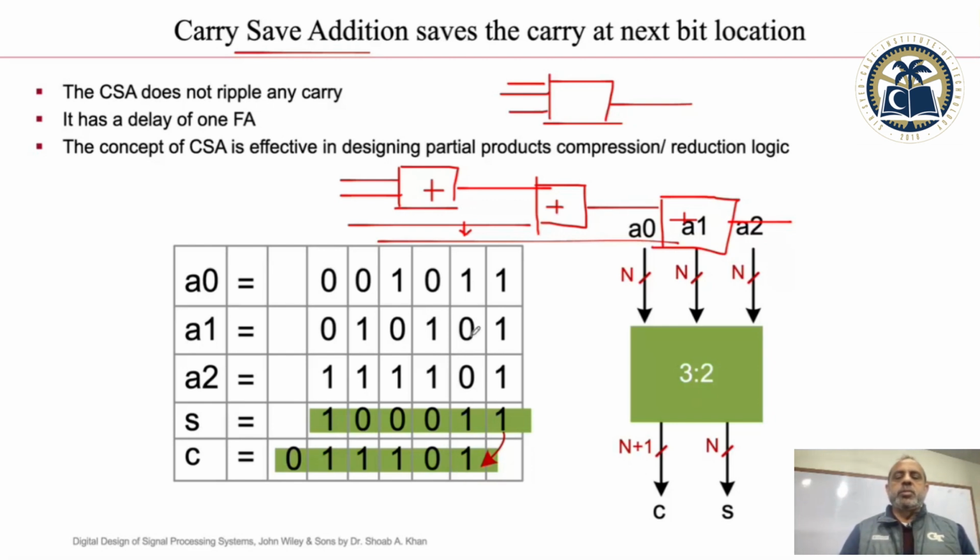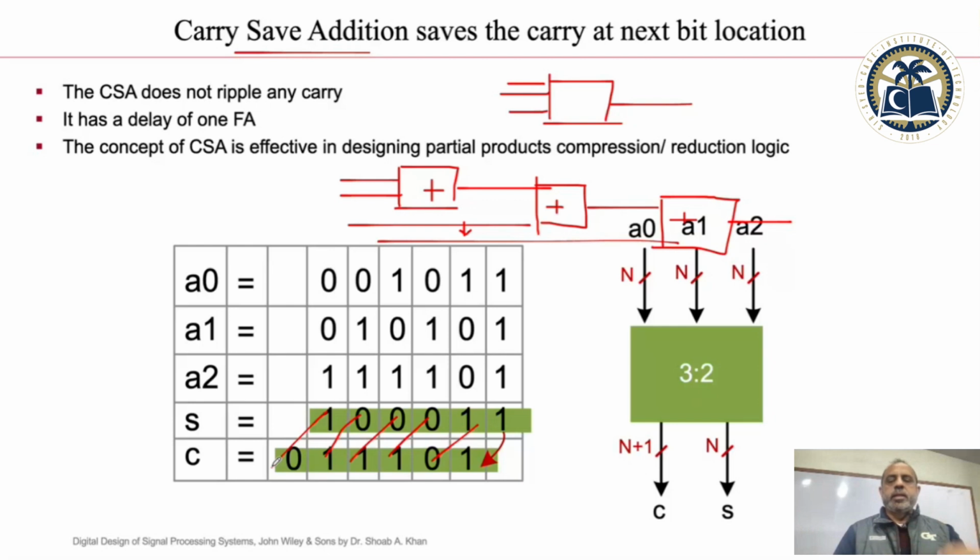So similarly, 1 plus 0 plus 0 is 1, 0 carry, and 0 plus 1 plus 1 is 0 and 1 carry. 1 plus 0 plus 1 is 0 and 1 carry. 0 plus 1 plus 1 is 0 and 1 carry. 0 plus 0 plus 1 is 1 and 0 carry. Okay, just with 1 full adder delay, you can collapse or compress 3 layers into 2 layers. That's what we call a compressor.